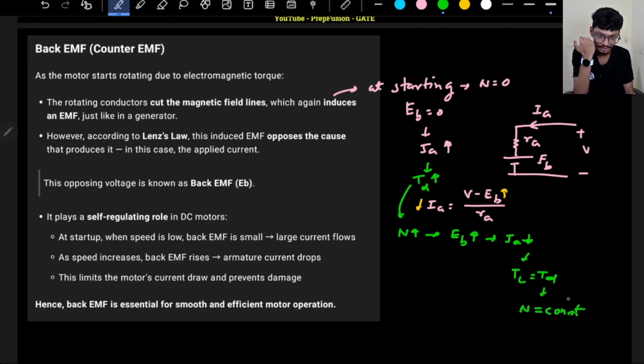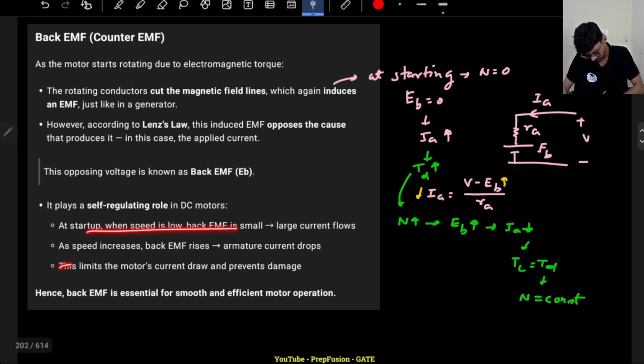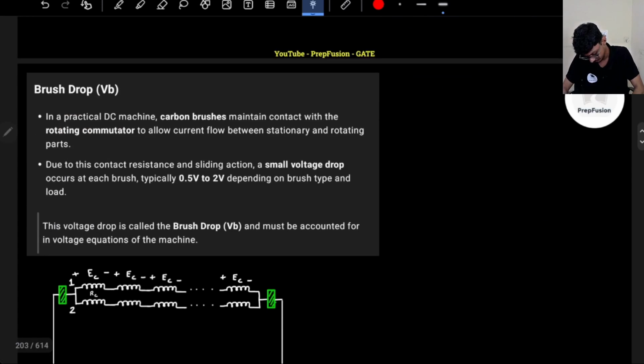Generator working you already know. I just wanted to give you a brief about the working of a motor. So I hope you have understood this basic point. Same thing, whatever we have discussed, is written over here.